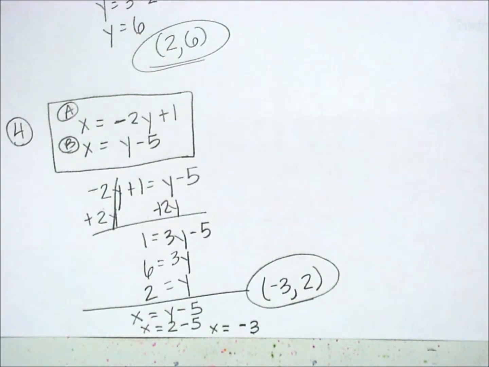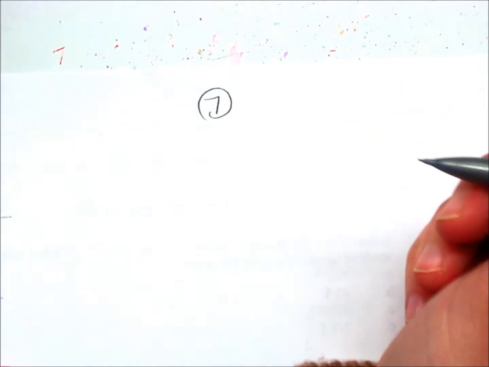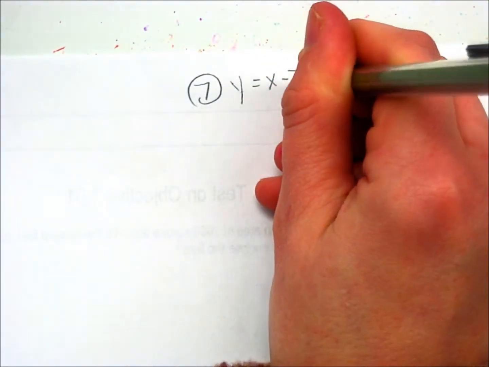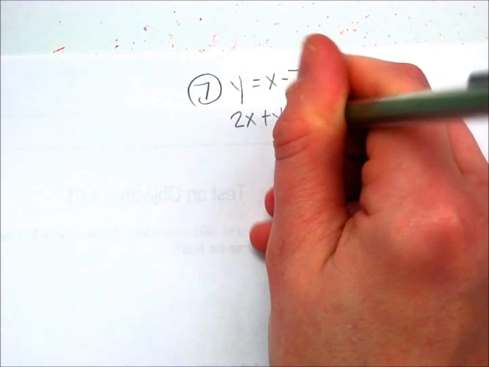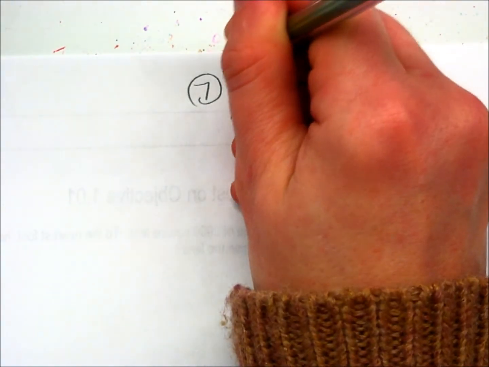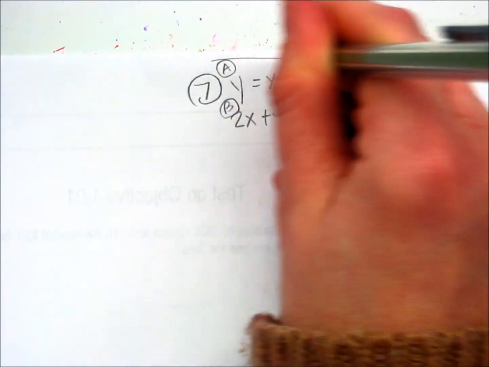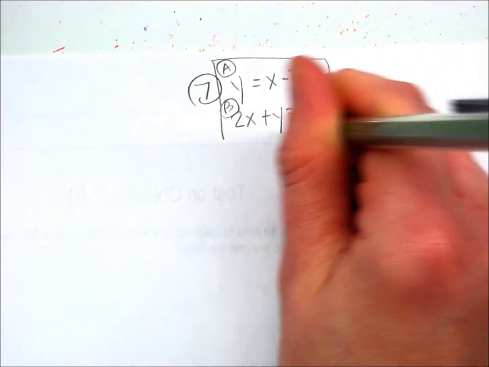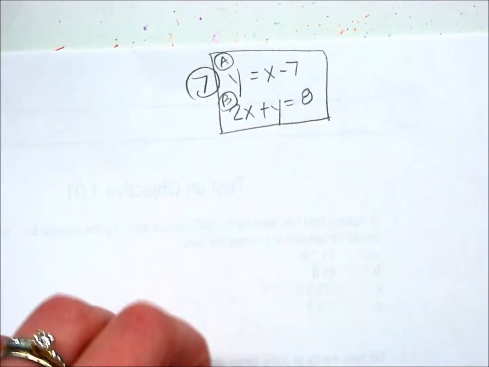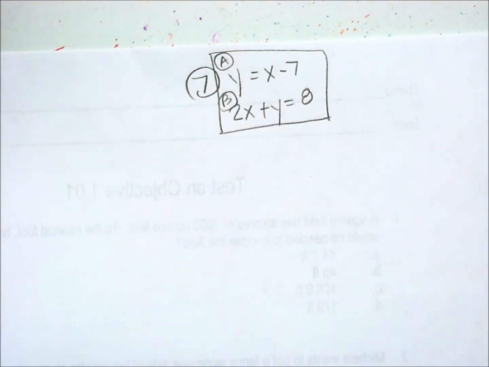Okay, let's do one that's more involved, shall we? Let's do number 7. Looking at number 7. And let's label these equations. Put a wall around them. Okay, when you're solving with substitution, you need to take one of the equations and solve it for a variable.